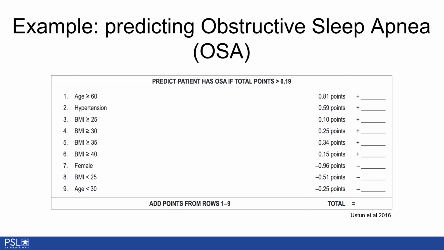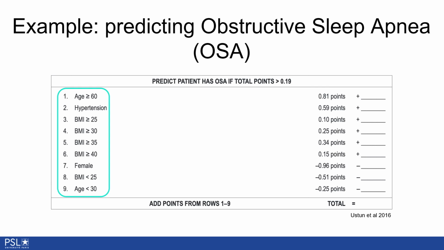Let's look at a specific example. In a study published in 2016 by Ustun et al., the goal was to predict the risk of obstructive sleep apnea for patients. The study in particular developed a classifier based on logistic regression, and this model is summarized in this table. The input features are listed in the left column.